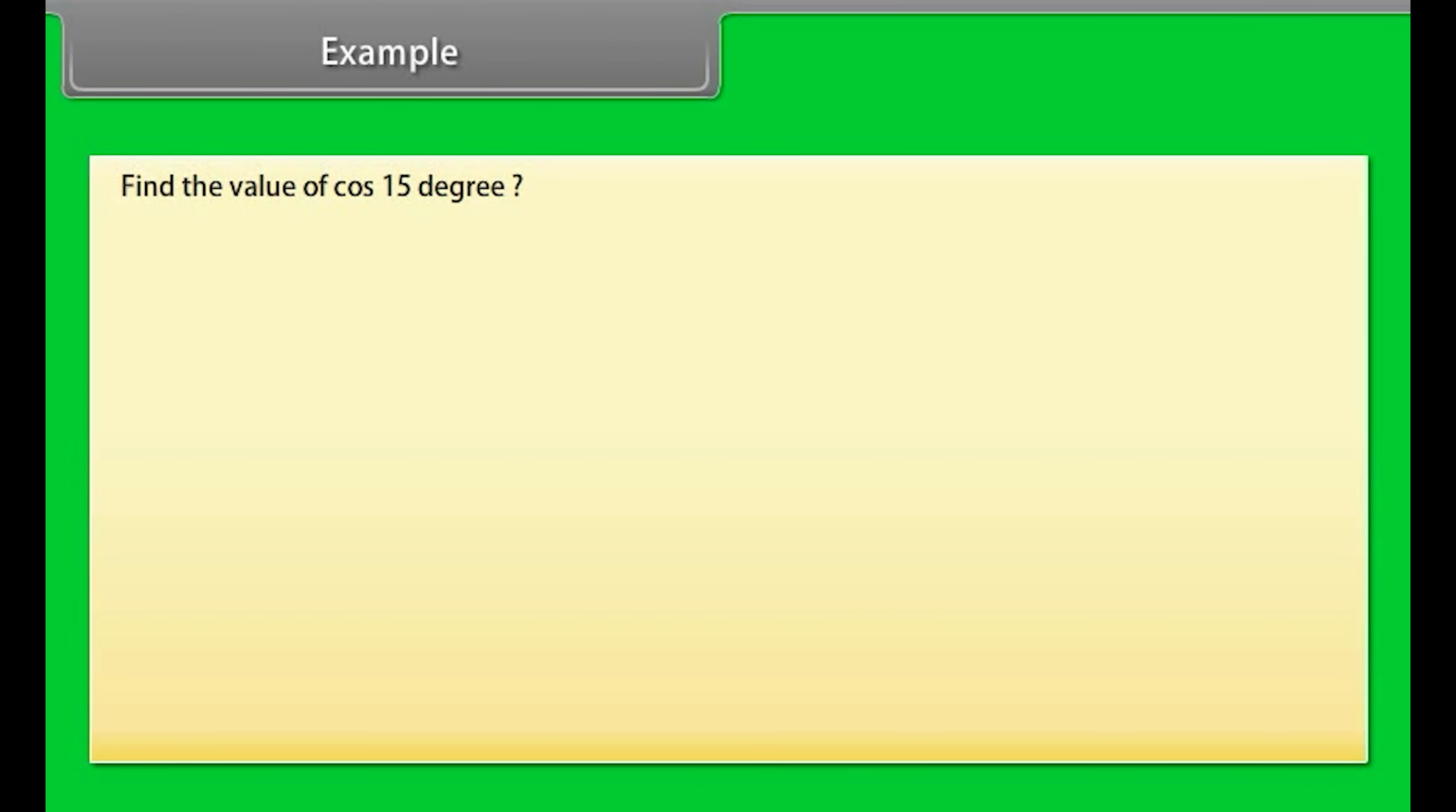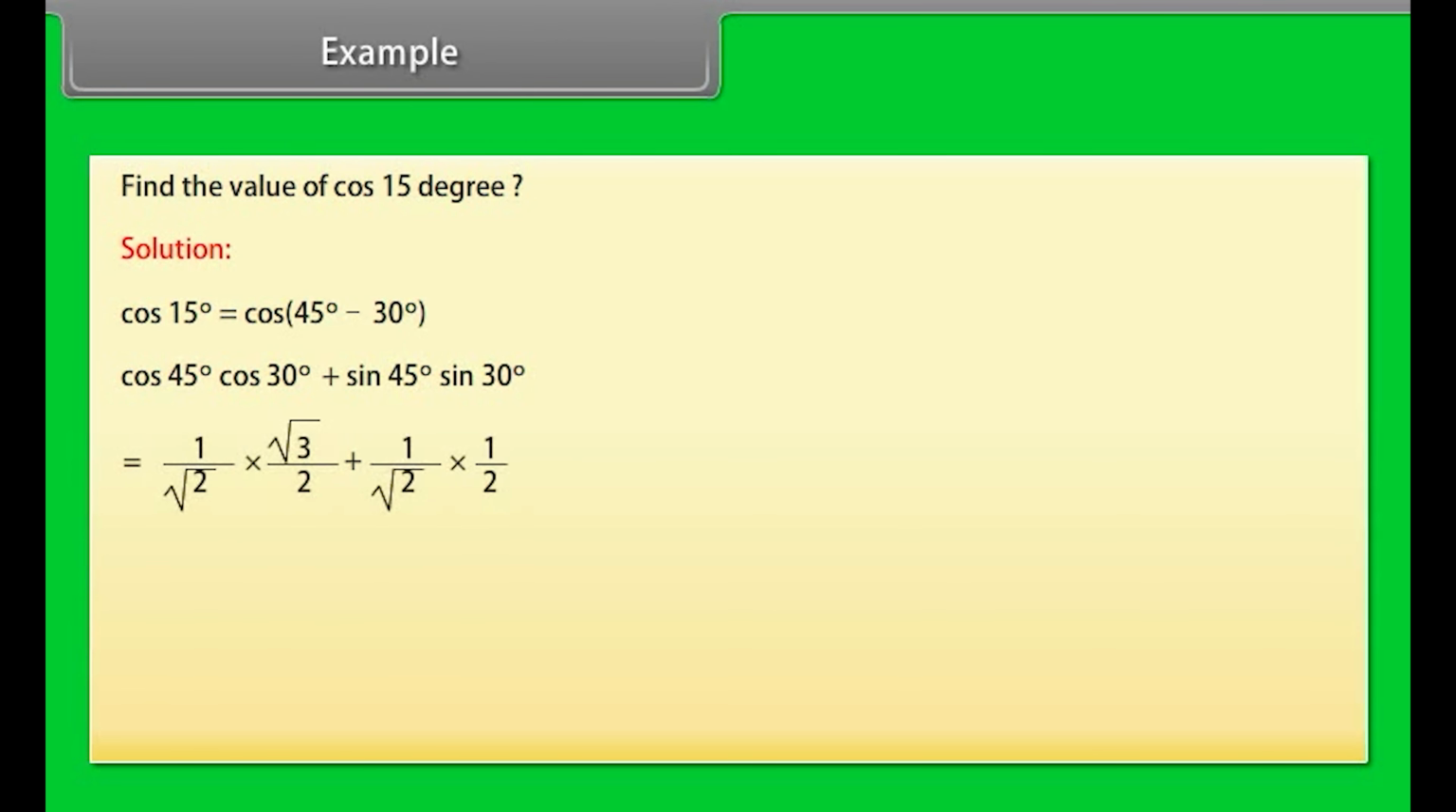Example. Find the value of cos of 15 degrees. Solution. Cos of 15 degrees is equal to cos of 45 degrees minus 30 degrees. That is equal to cos 45 degrees into cos 30 degrees plus sin 45 degrees into sin 30 degrees, which is equal to 1 by root 2 into root 3 by 2 plus 1 by root 2 into 1 by 2, which is equal to 1 by 2 root 2 into root 3 plus 1.